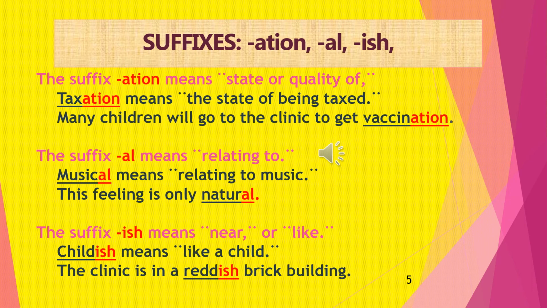Childish and reddish. And for the suffix al, you have musical and natural. And for the suffix ation, you have taxation and vaccination. Don't forget, the suffix ation means a state or quality of. The suffix al means relating to, and the suffix ish means near or like. Now we are going to move to the next page, and we are going to discuss the homework for today.